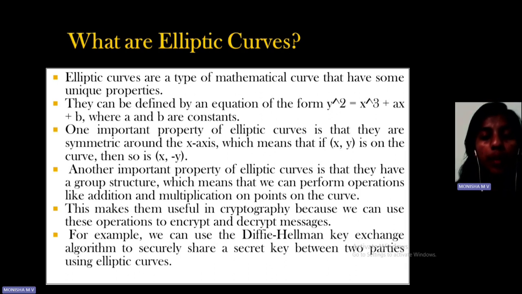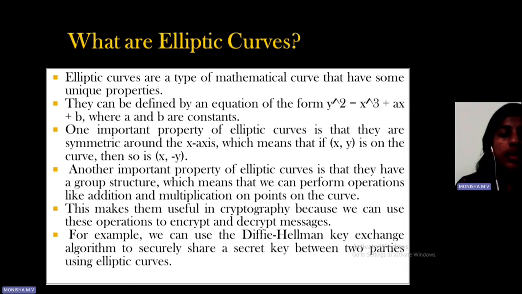Another important property of elliptic curves is that they have a group structure, which means we can perform operations like addition and multiplication on the points on the curve only. We use mathematical operations like addition and multiplication on a normal plane or lines, and in the same way, an elliptic curve has this important group structure. This makes it useful in cryptography, because we can use these operations in encrypting and decrypting messages.